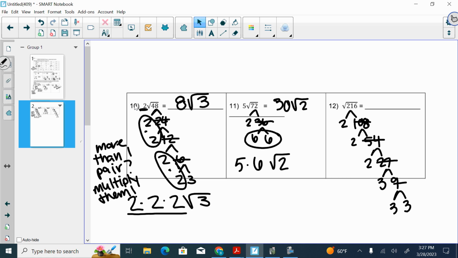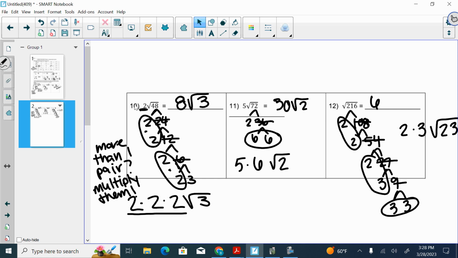So let's see, do we have any pairs here? Yeah, we got a pair of 2s and a pair of 3s, right? Okay, so I get to take out a 2 and I get to take out a 3. What am I going to do with them? Multiply them. Very good. So on the outside, we're going to have 2 times 3, which is 6. Good. All right, what about the leftovers? Did we have anything left without a pair? A 2 and a 3. So both of them have to go underneath.